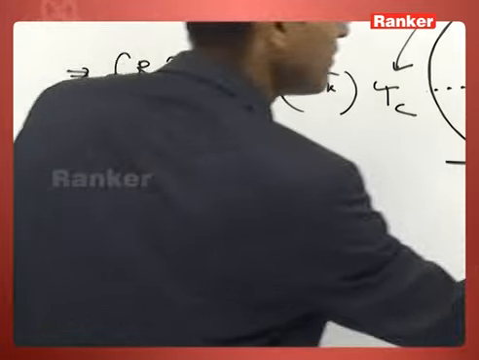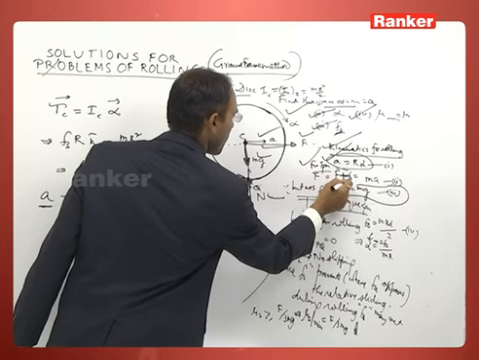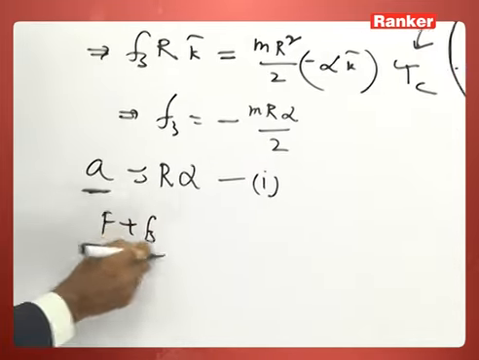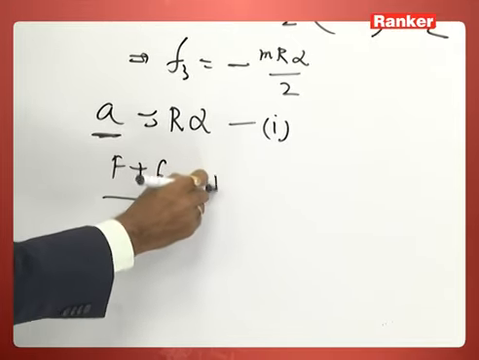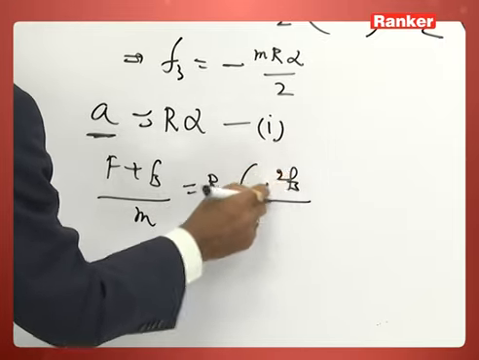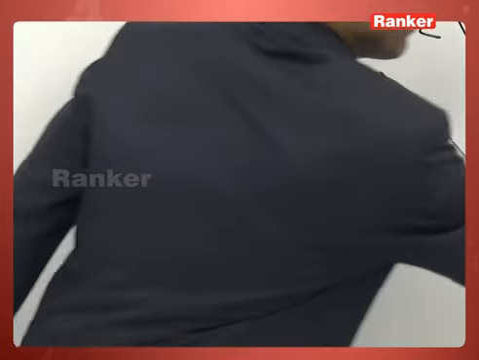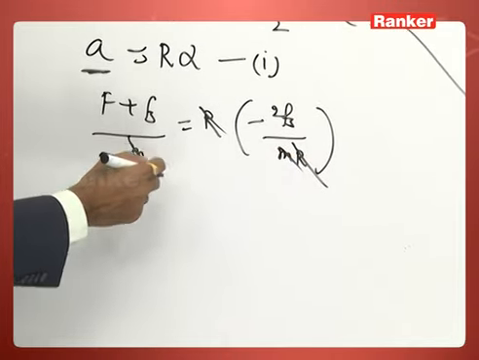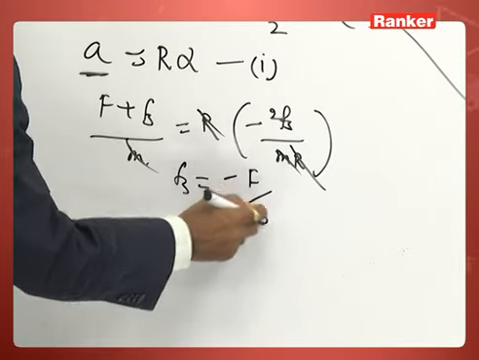A we are getting from the first equation or second equation. Divide both sides by m to get A. A is equal to F plus Fs. Instead of F minus Fs, we are getting now F plus Fs by m. And alpha, how much are you getting? Minus 2 Fs by mr. Equation number 4. R is getting cancelled, and Fs is equal to minus F by 3.